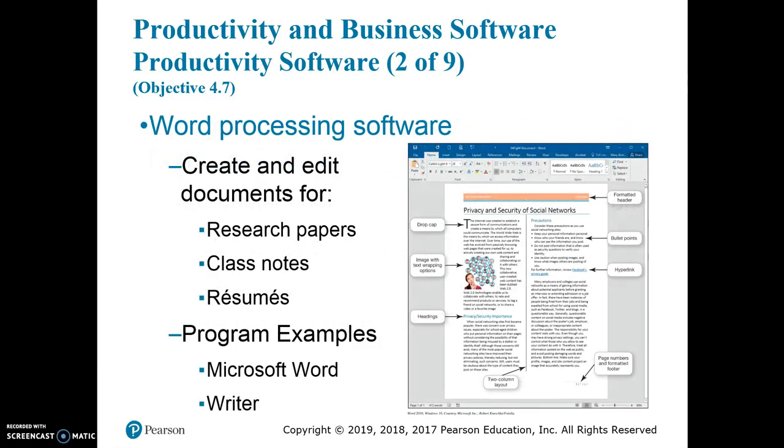Word processing software is used to create and edit documents, like your research papers, class notes, resumes. Microsoft Word is the most popular word processing program that you can buy and install on your computer. If you're looking for something more affordable, you might want to try an open source software like Writer, which is a word processing program from the Apache OpenOffice suite.